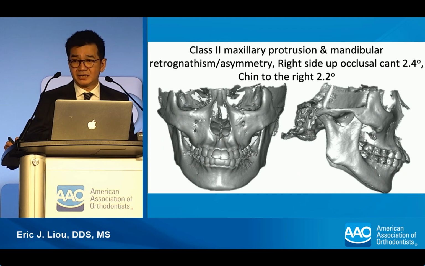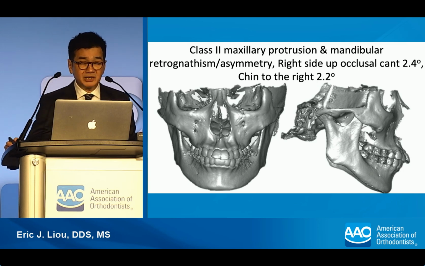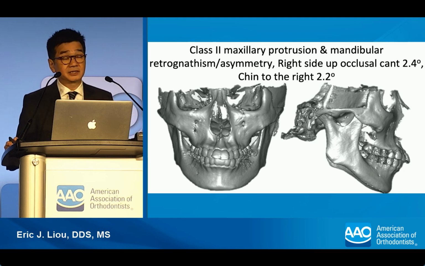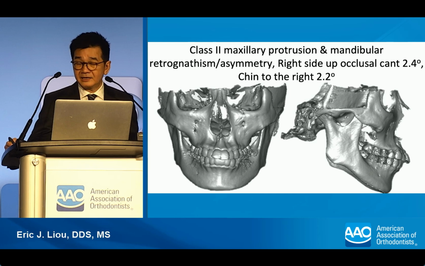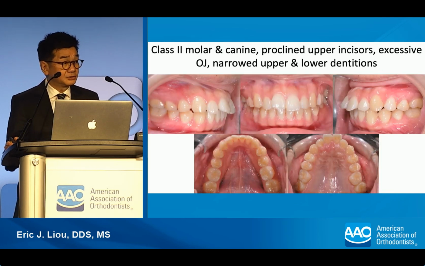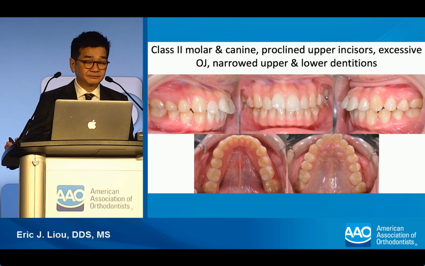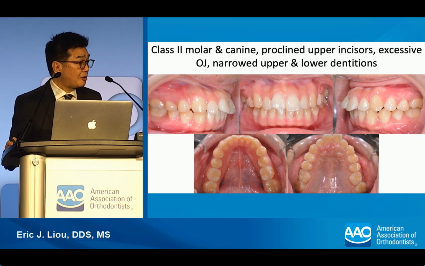On the examination of the CBCT, as you can see, she actually has a class 2 maxillary protrusion and mandibular retrognathism and asymmetry. And you can see clearly the occlusal cant and the chin deviation. Intraorally, she has a class 2 molar occlusion, proclined upper incisors, excessive overjet, and obviously narrow upper and lower dental arches.